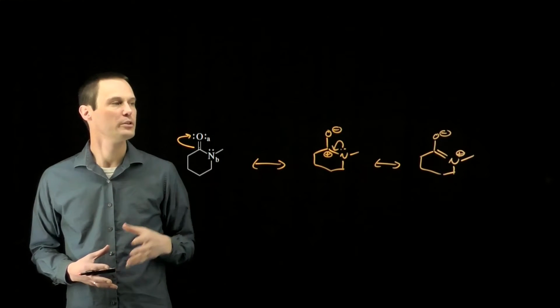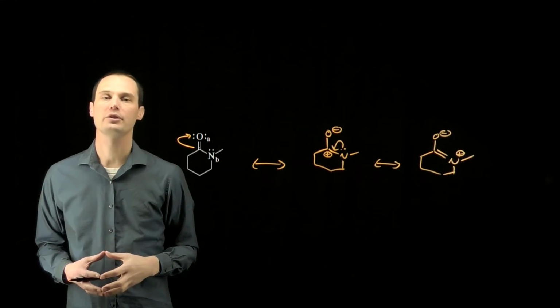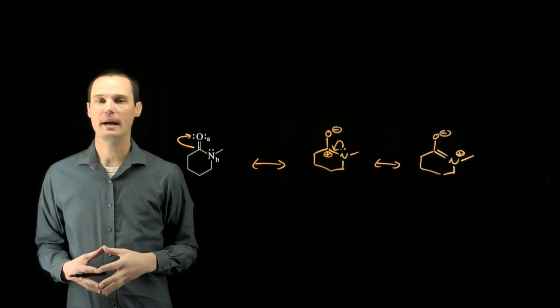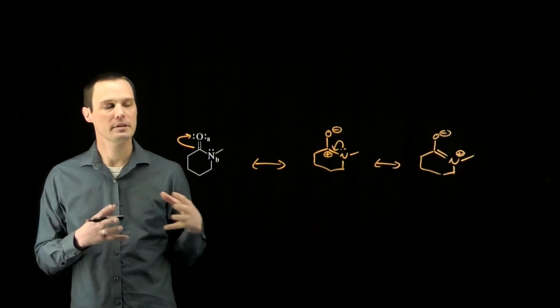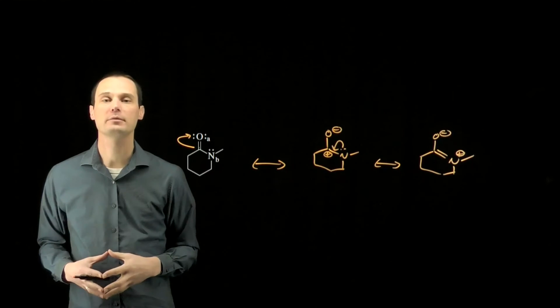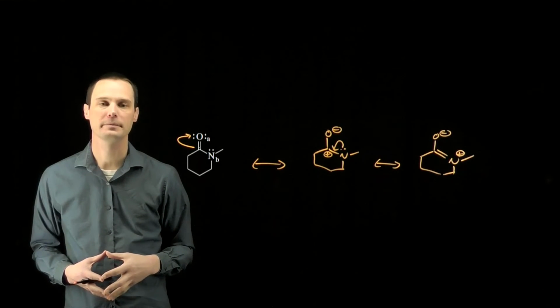Looking at these resonance contributors, we can see that oxygen will have a partial negative charge in the resonance hybrid, and nitrogen will have a partial positive charge in the resonance hybrid. That means nitrogen has less electron density and oxygen has more electron density than we might otherwise expect.